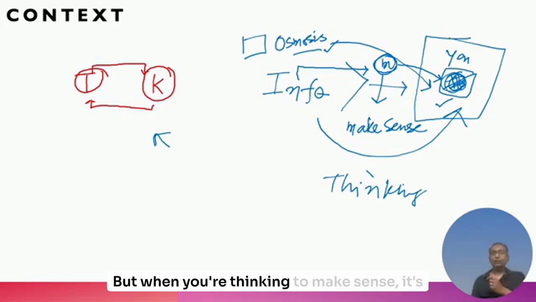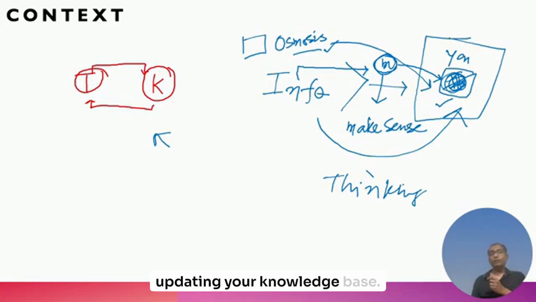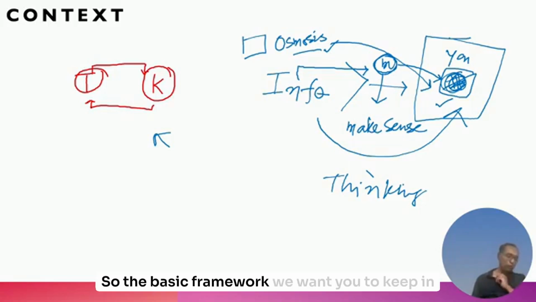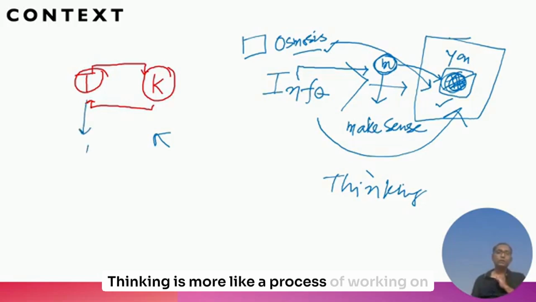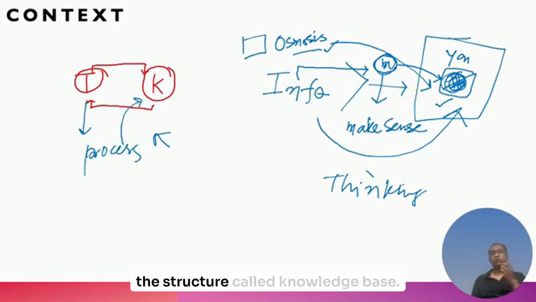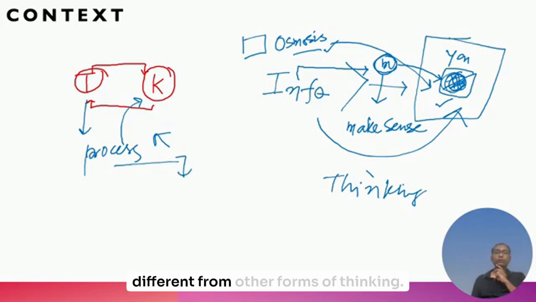But when you're thinking to make sense, it's updating your knowledge base. So the basic framework we want you to keep in mind is how knowledge and thought are related. Thinking is more like a process of working on the structure called knowledge base. It's a process of manipulating, changing, restructuring your knowledge. And we'll talk about different forms of thinking and how critical thinking is different from other forms of thinking.